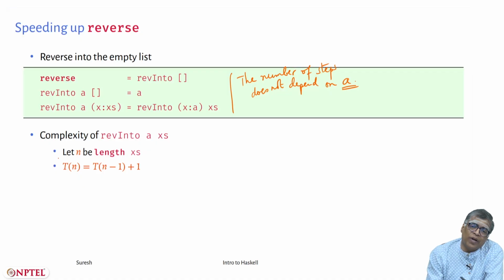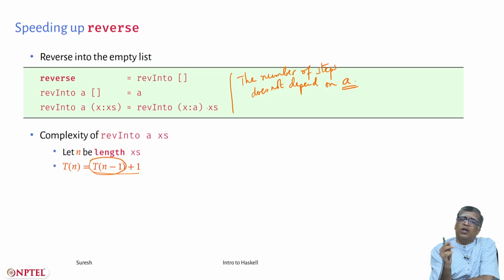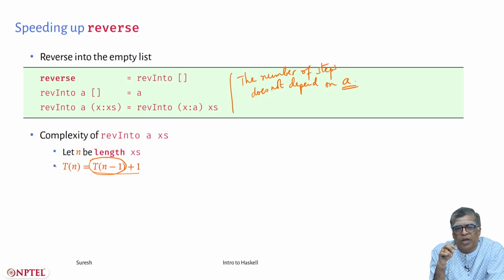So, T of n, the time taken to reverse a list of length n into an accumulator, is actually T of n minus 1 plus 1. Why is this T of n minus 1? Even though the recursive call is made for reversing xs into a different accumulator, it does not matter, because you are only doing recursion on the second argument. So, the time for reversing a list of length n is the time for reversing a list of length n minus 1 plus 1, that is all.